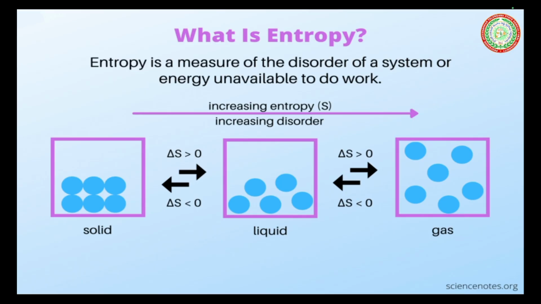So here in this image, an ordered system has low entropy, while a disordered system has high entropy. So while moving from left to right, entropy increases and disorder increases.